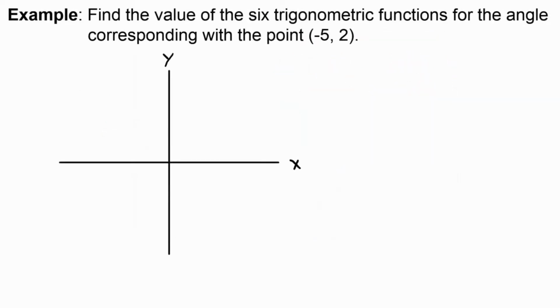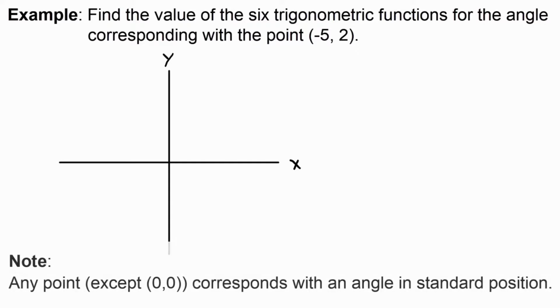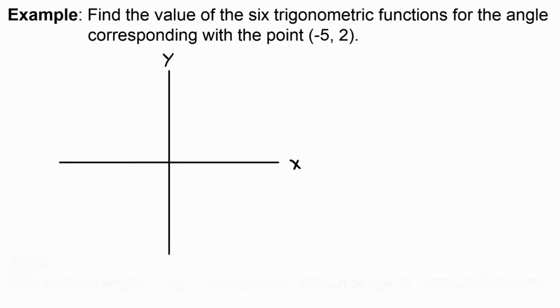Now, it's also important to realize that for any point in the xy plane, you can create an associated angle. Well, any point except for (0, 0). So let's say you're given the point, I don't know, (-5, 2). So that's a point in the second quadrant.